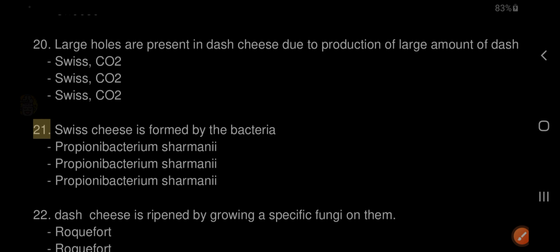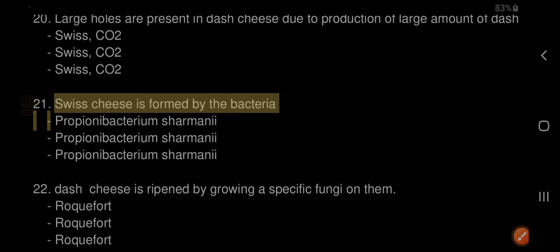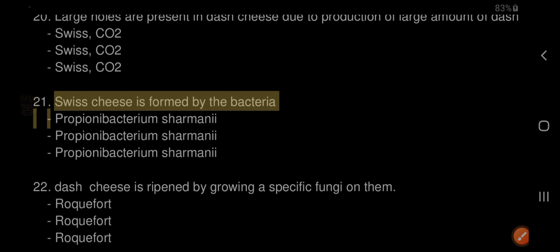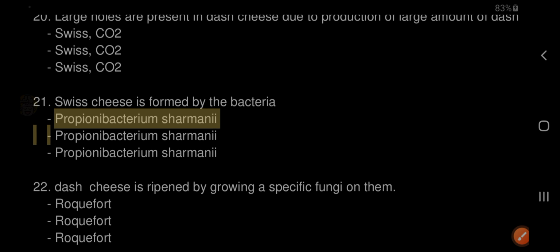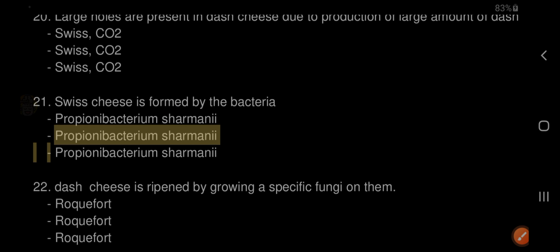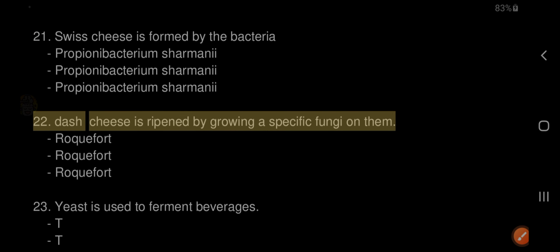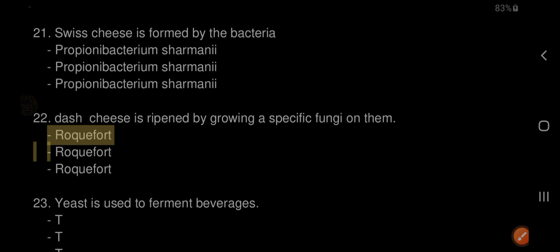21. Swiss cheese is formed by the bacteria Propionibacterium shermanii. 22. Roquefort cheese is ripened by growing a specific fungi on them. 23. Yeast is used to ferment beverages.